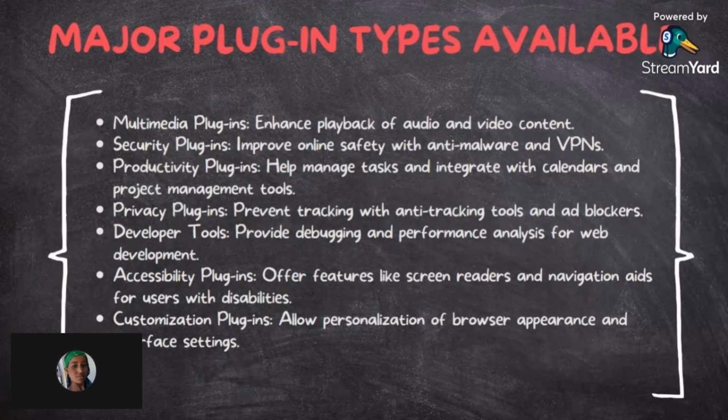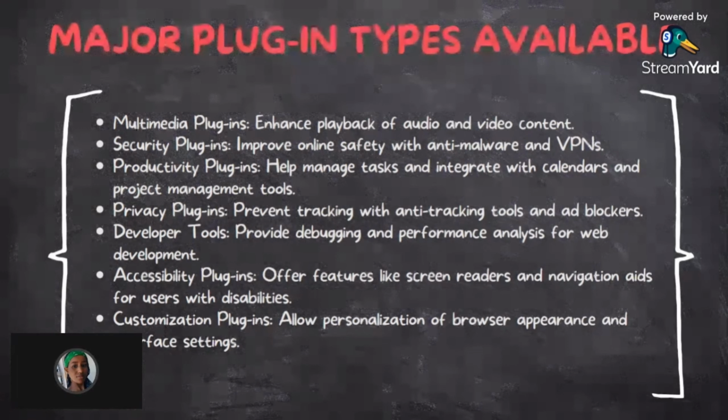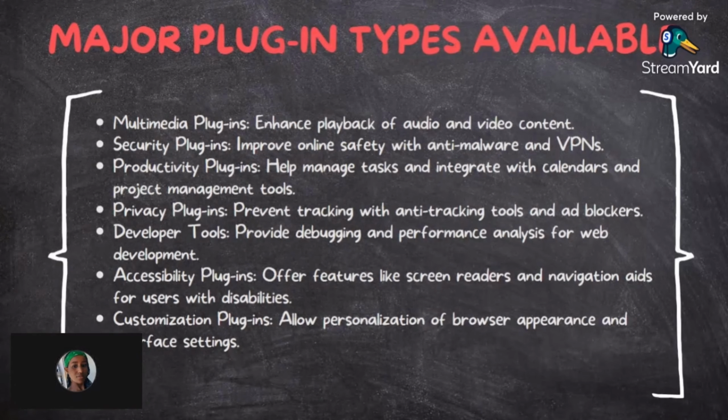Productivity plugins assist with task management, calendar integration, and project tracking. Tools like Trello and Asana plugins streamline workflow directly in the browser. Privacy plugins protect users by preventing tracking and blocking ads. Examples are Privacy Badger and DuckDuckGo Privacy Essentials. And then developer tools are used for debugging and analyzing website performance, such as Chrome DevTools or React Developer Tools.